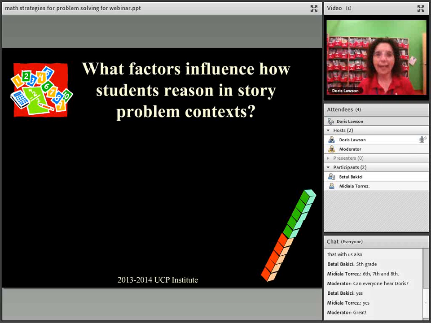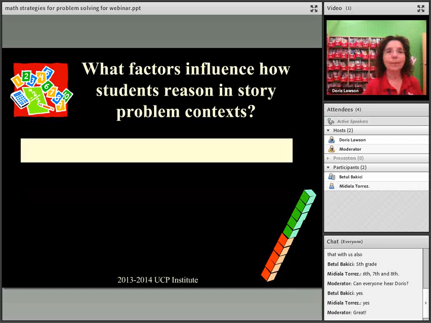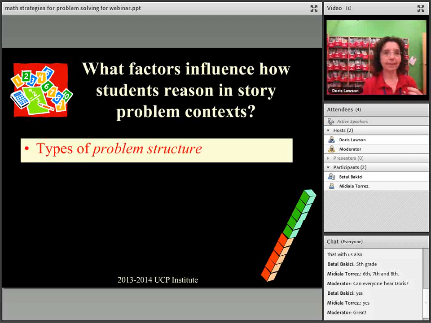What factors influence how a student reasons in story problem context? Now, that looks like a lot of words. So instead of asking you and putting you on the spot, let me go to the first one: the type of problem structure.